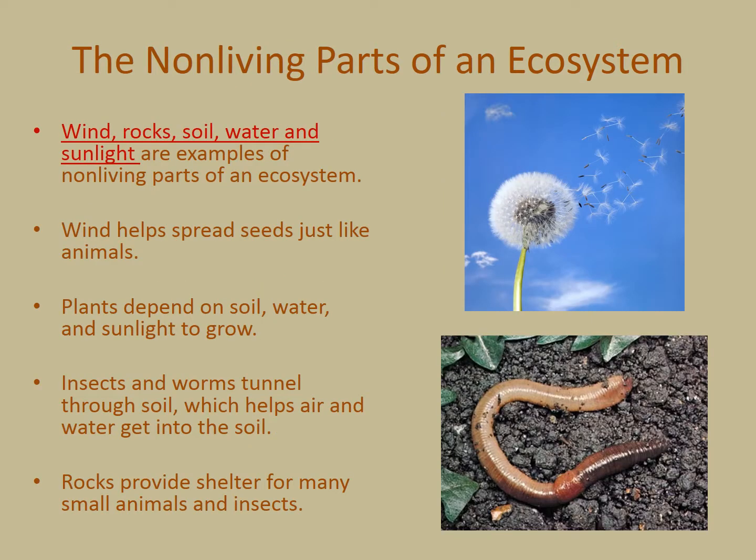Now, let's think about the non-living parts of an ecosystem. Wind, rocks, soil, water, and sunlight are examples of non-living parts of an ecosystem. Wind helps spread seeds just like animals. Plants depend on soil, water, and sunlight to grow. Insects and worms tunnel through soil, which helps air and water get into the soil. Rocks provide shelter for many small animals and insects. So even the non-living parts of an environment play an important role and help the living parts. Make sure to write down in your notes some examples of the non-living parts of an ecosystem and how they help.